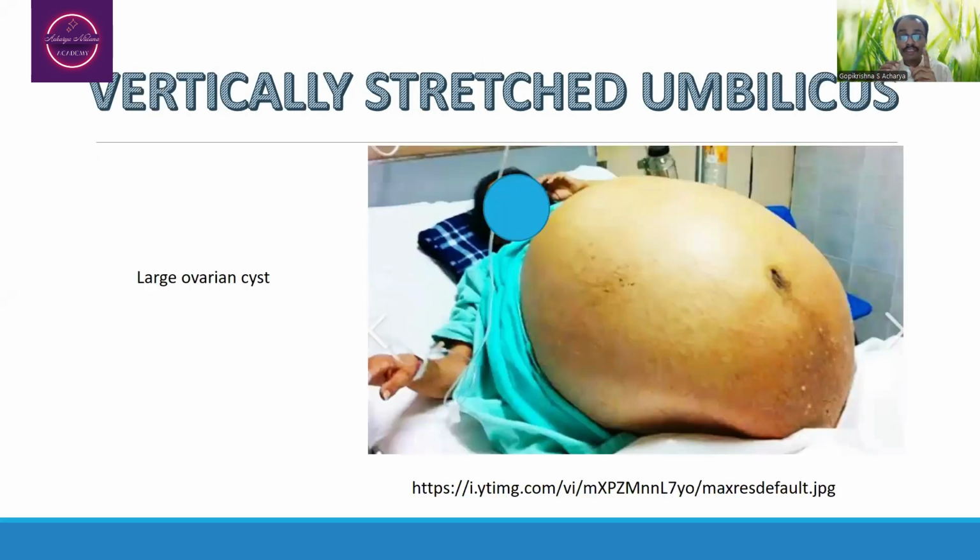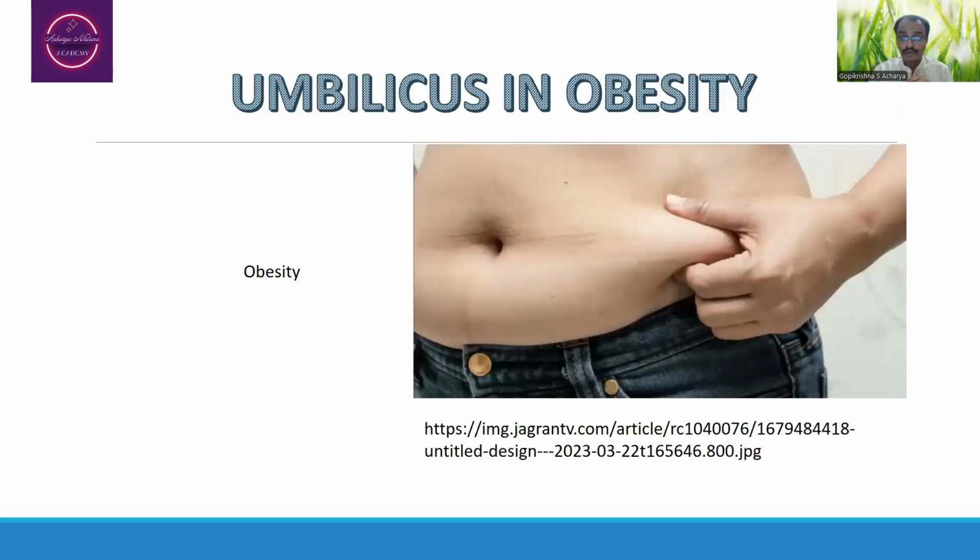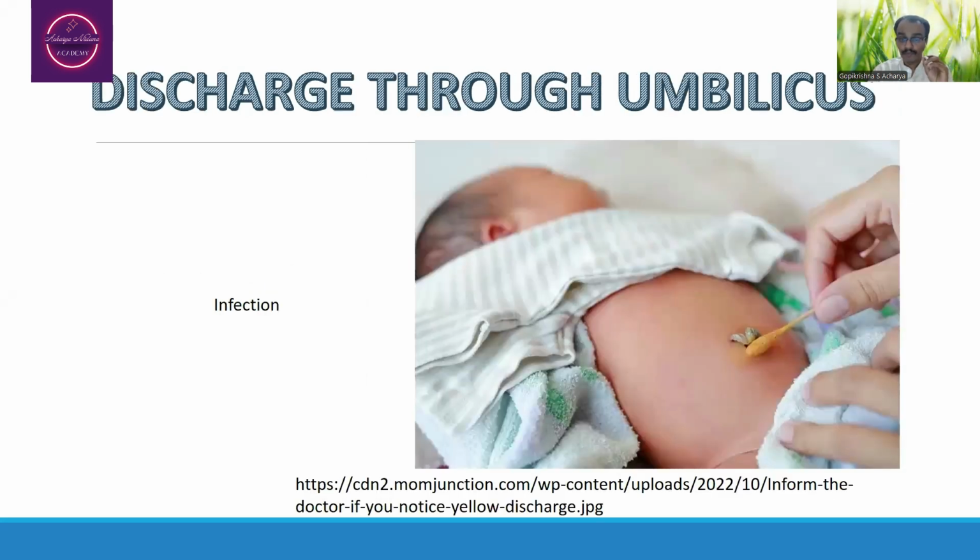This is the vertically stretched umbilicus. This is indicative of a large ovarian cyst. In case of ascites, it is a transversely stretched umbilicus. In case of a large ovarian cyst, a vertically stretched umbilicus is seen. This is the invagination of the umbilicus, which is specifically seen in obesity. Discharge through the umbilicus may indicate infection of the umbilical region.